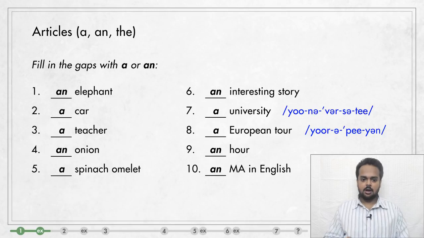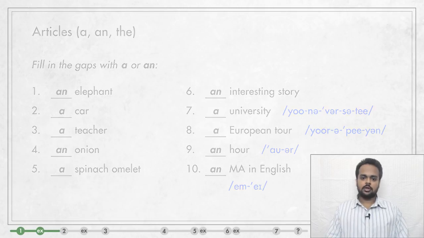Number 8 is similar. The word European starts with a y sound, so a European tour. In number 9, the spelling has an H at the start, but that H is silent. We don't say hour, we say hour. The first sound is an ow sound, which is a vowel sound, so this is an hour. In the same way, in number 10, we say MA. M starts with an eh sound, which is again a vowel sound, so an MA in English.